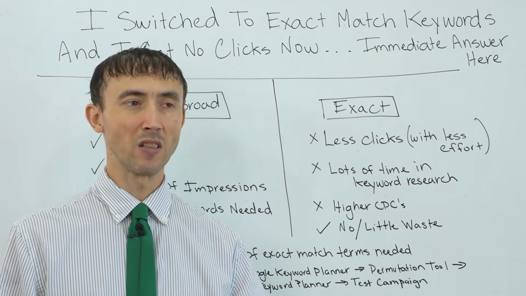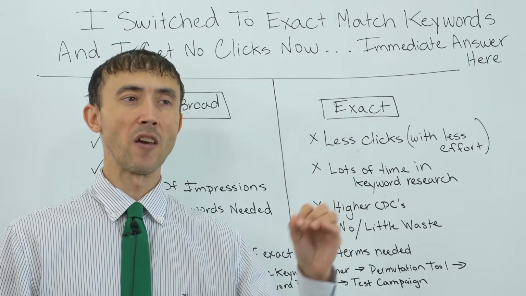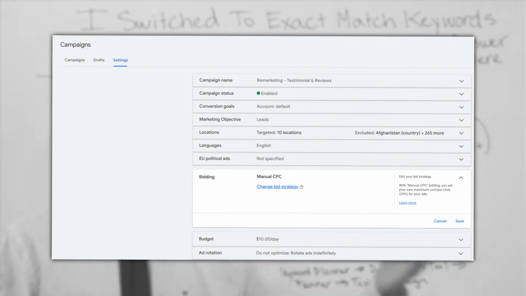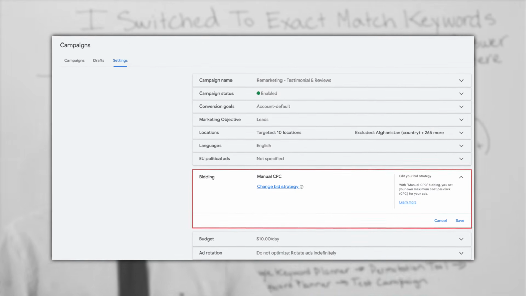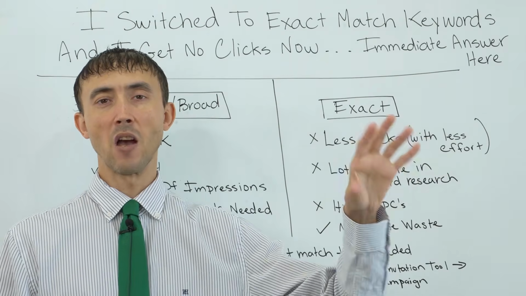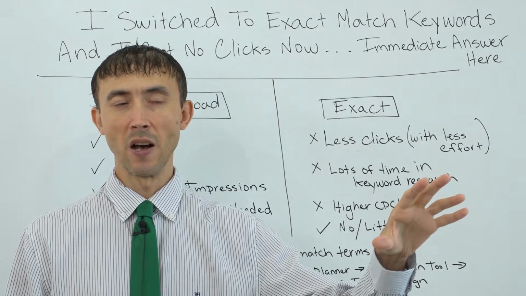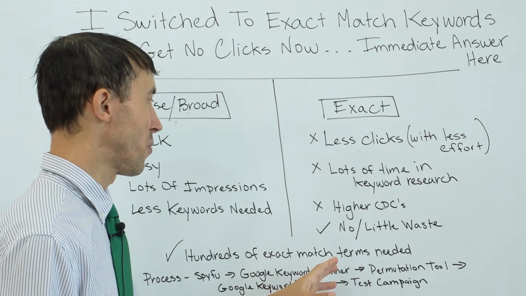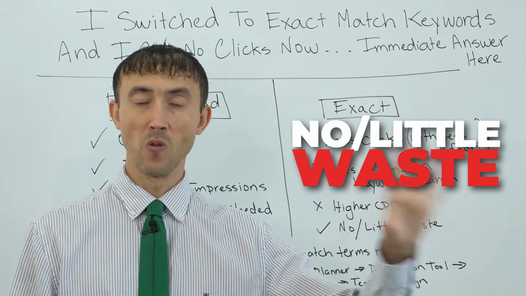And I see people make this mistake with manual bidding as well. They don't want to pay so much per click, so they do manual bidding, when really at the end of the day, all you're doing is optimizing for the shittiest clicks. The best clicks are the most expensive, and they're worth it because you get what you pay for, and that's the bottom line. And then, of course, with exact match keywords, you've got little to no waste, being that's the reason why you do it.